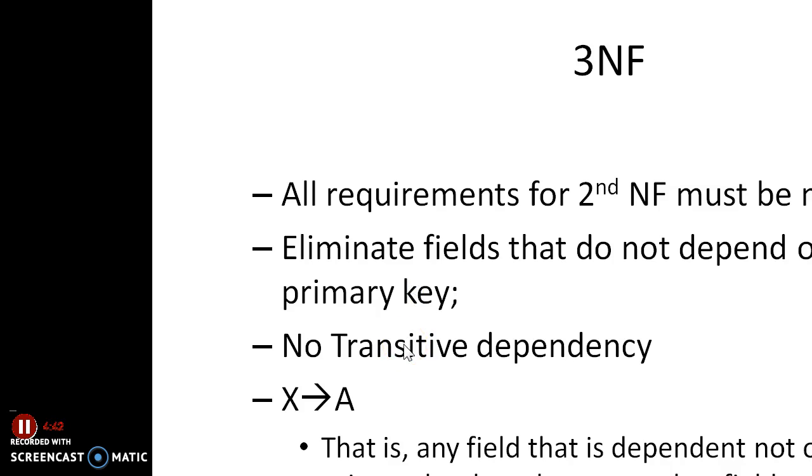Coming to 3NF, all the requirements of 2NF should be met first. Apart from that, we should eliminate the fields that do not depend on the primary key. In the sense, we don't want to have a transitive dependency in the FDs. X tends to A here, say X should be a super key and A can be a non-prime attribute. So any field that is dependent not only on the primary key but also on another field must be moved to another table, so there won't be any transitive dependencies.